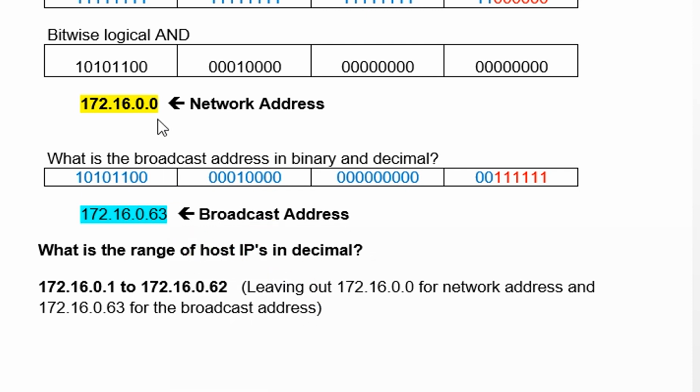Now the next question asks: what is the range of host IPs in decimal? To get this, you simply have to look at the network address and the broadcast address and get everything that's in between. It's a very easy one. Since we've used up 0 for network and 63 for broadcast, we are left with 172.16.0.1 to 172.16.0.62.